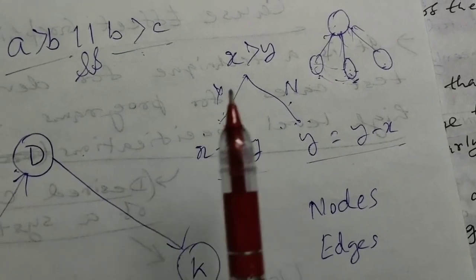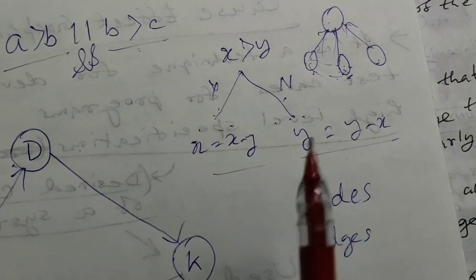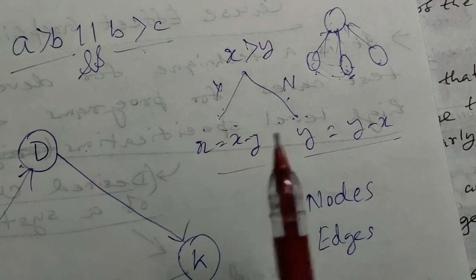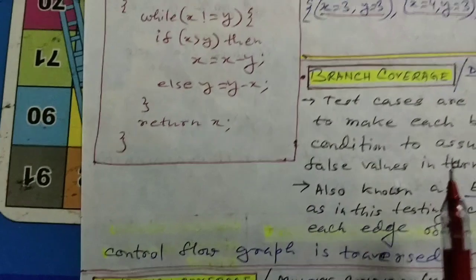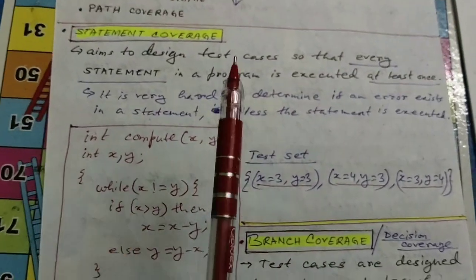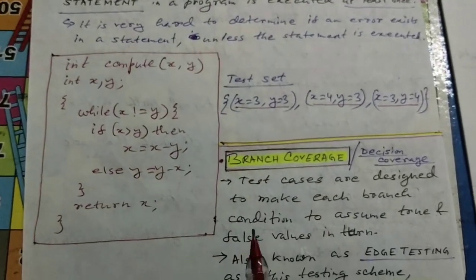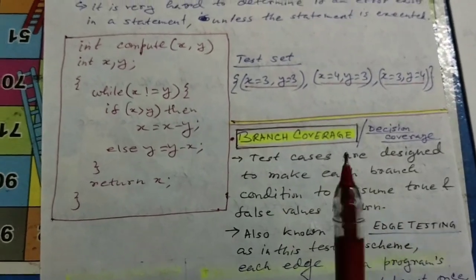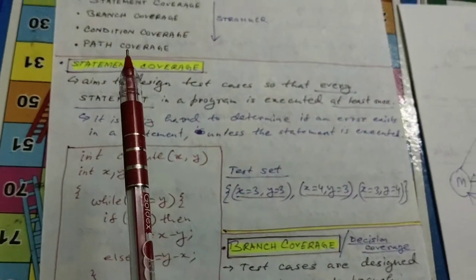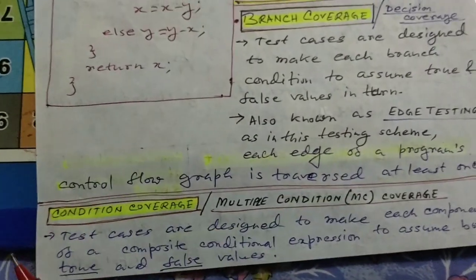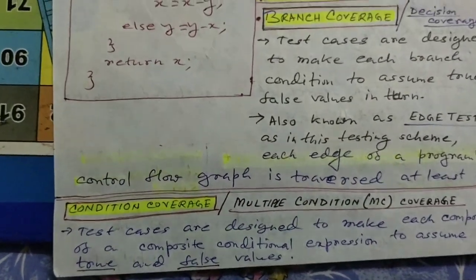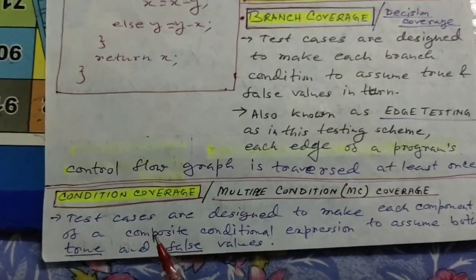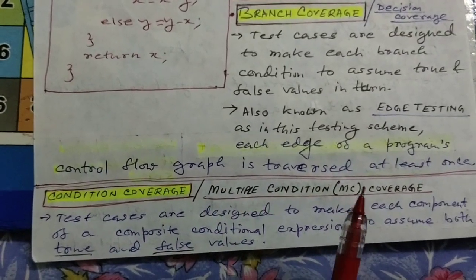Now one thing you see in this branch coverage, the statements are also executed or verified, right? So if we go for branch coverage, statements will also be covered here. That's why branch coverage is a stronger technique than statement coverage. And as I said, control flow graph, we'll discuss this later. Now condition coverage is also called multiple condition or MC coverage.